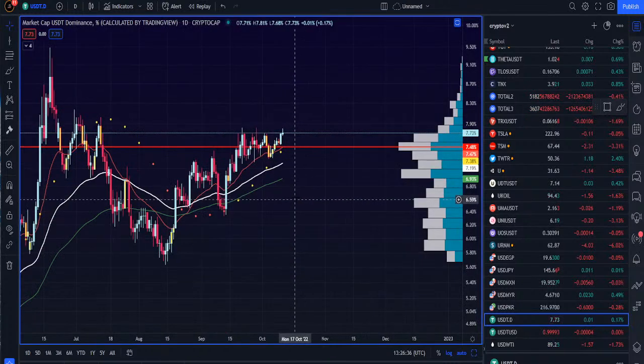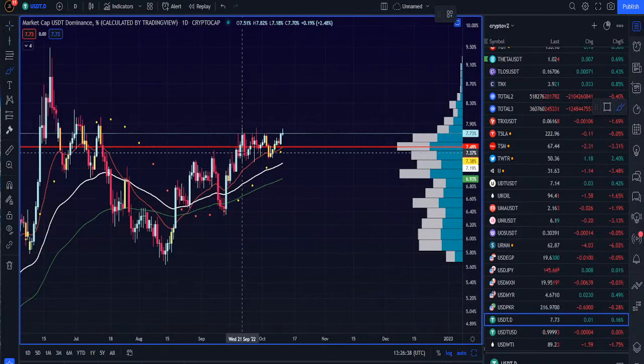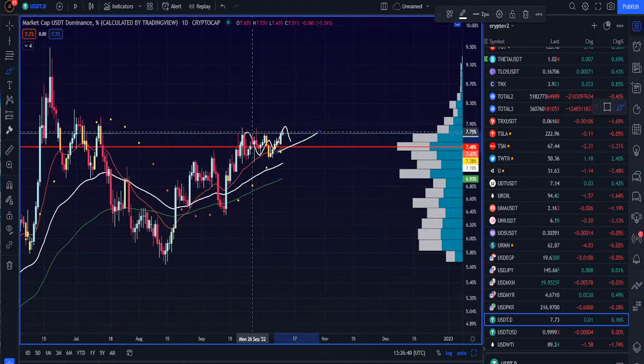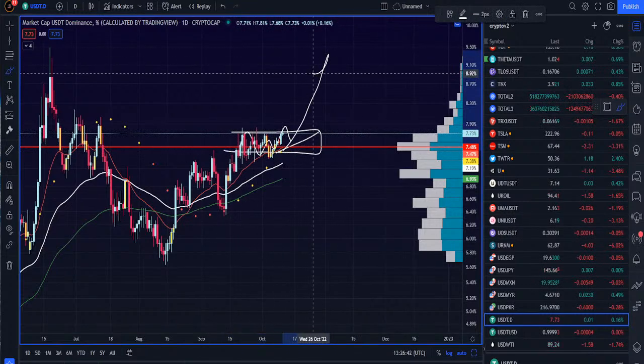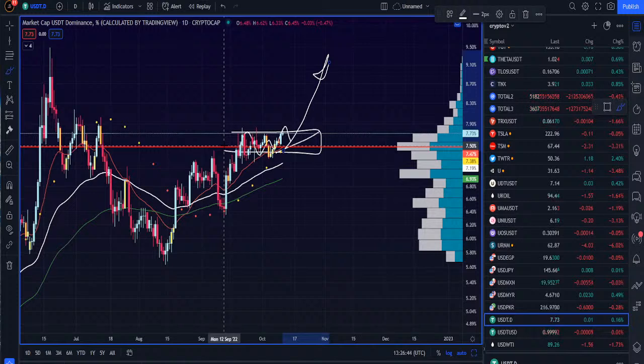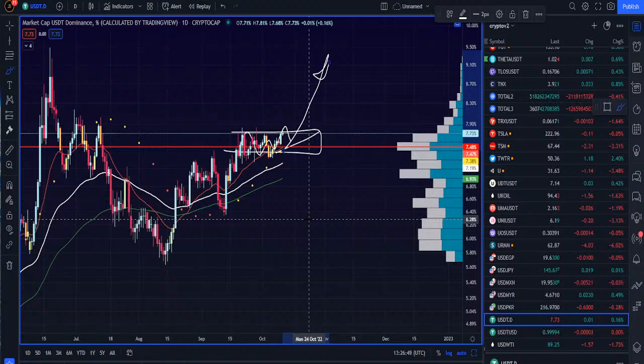So we can see right now Bitcoin anytime soon. I think this week we are going to see a potential breakout. Okay, of course this is just a projection. I could be wrong, yes, but let's see.